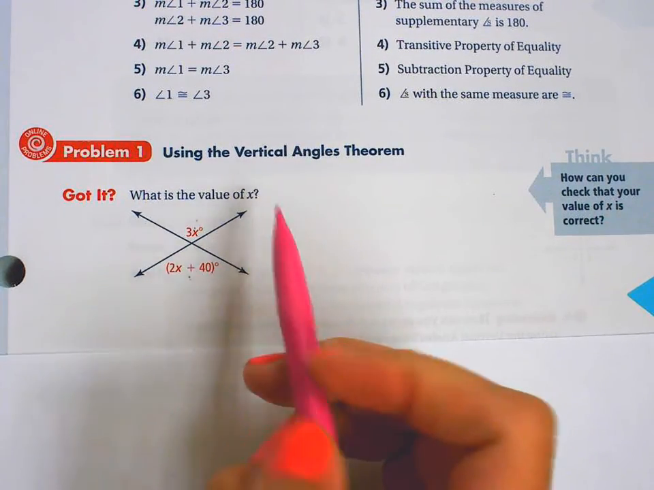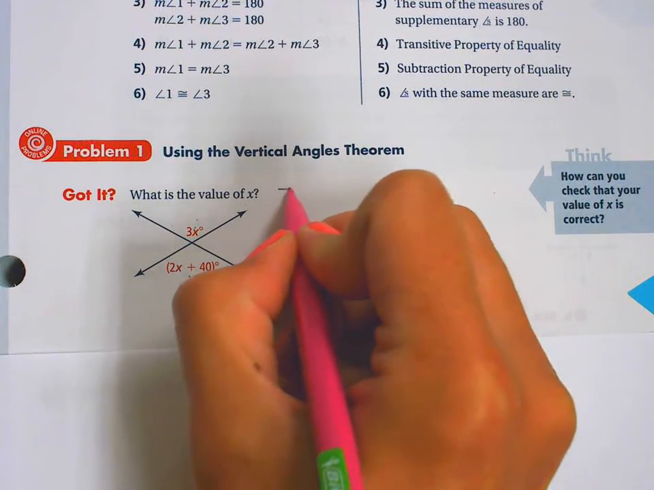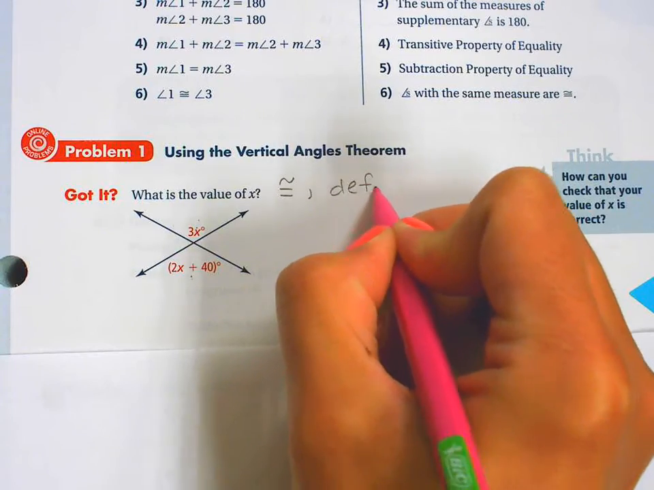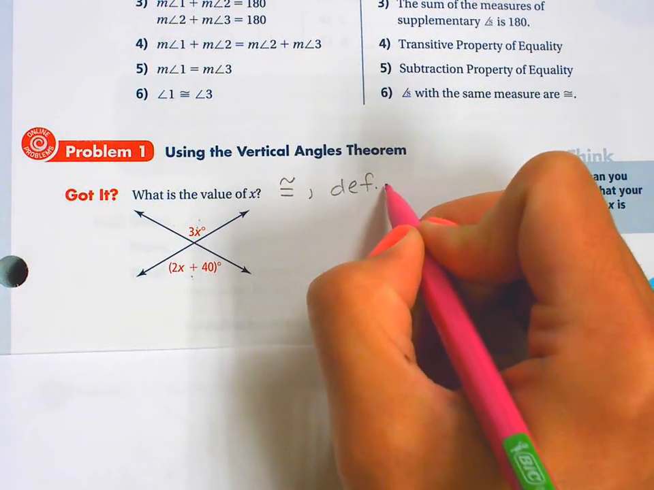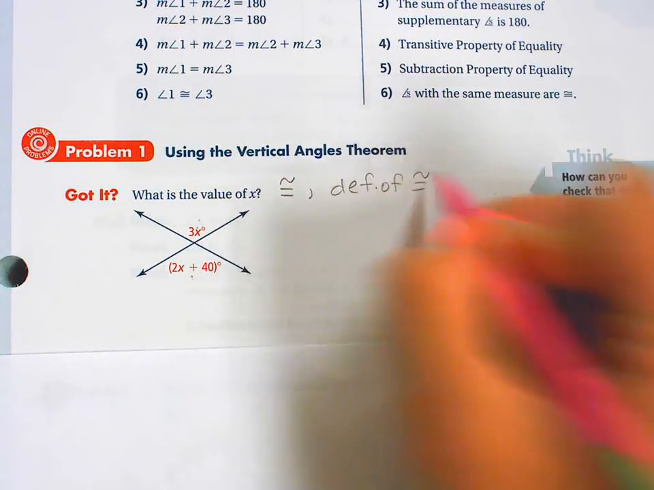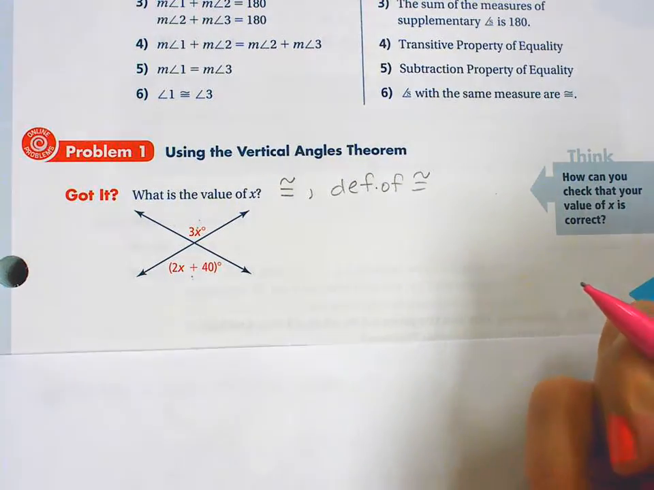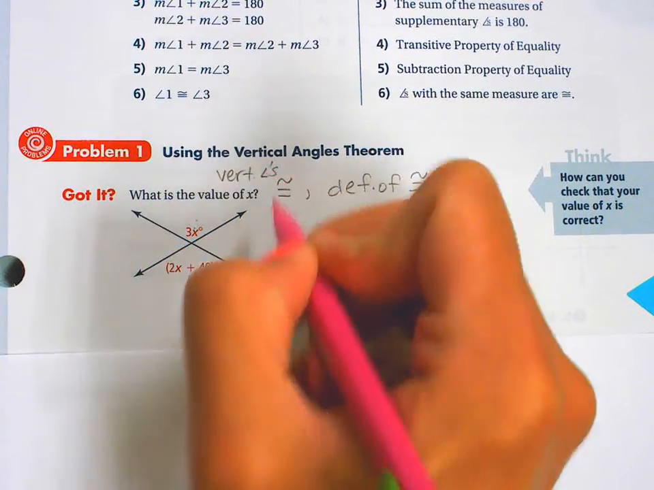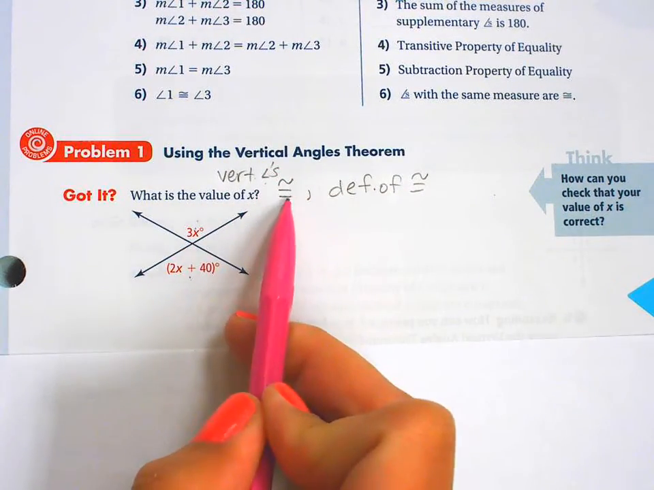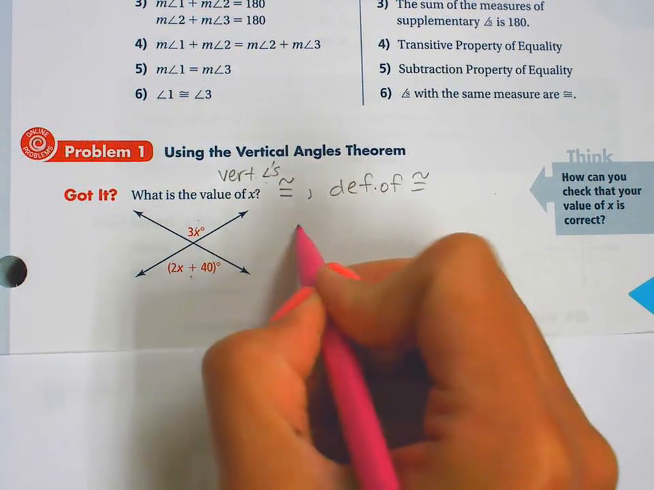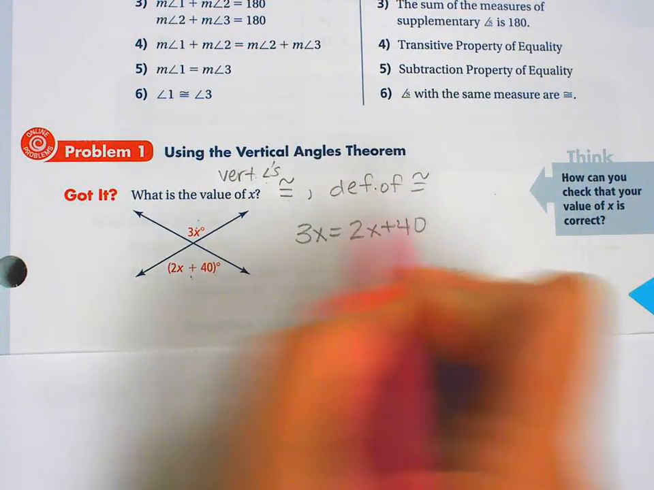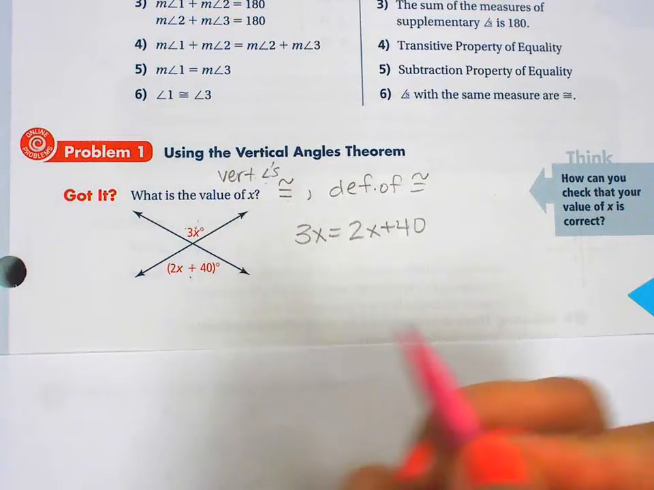Using the vertical angles theorem, vertical angles are congruent, and then by the definition of congruence, they have equal measure. Definition of congruence. That's an important one that comes up a lot later in proofs. So I'll just write that vertical angles are congruent, and the definition of congruence. I can just set them equal and solve, since they are vertical angles. The ones that are across are equal.